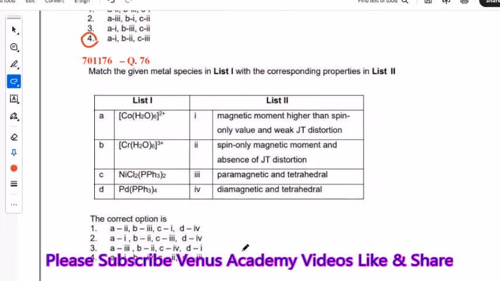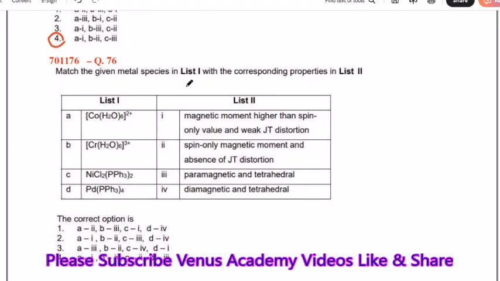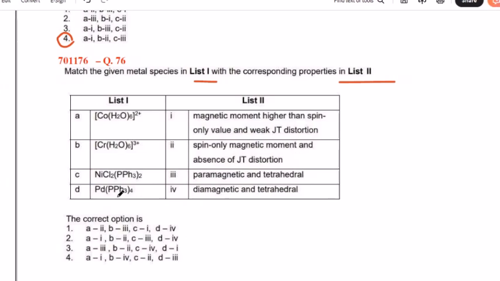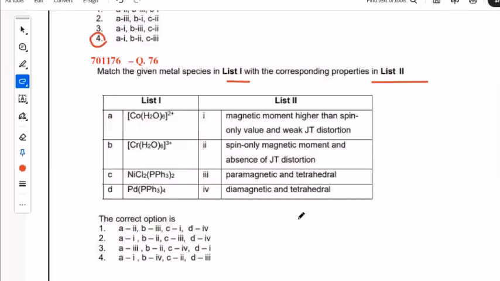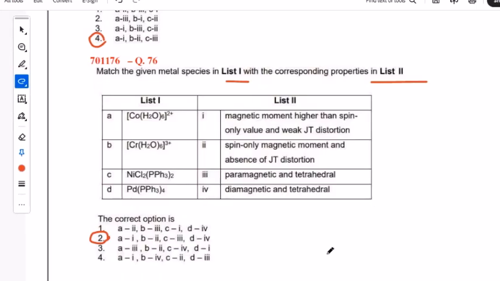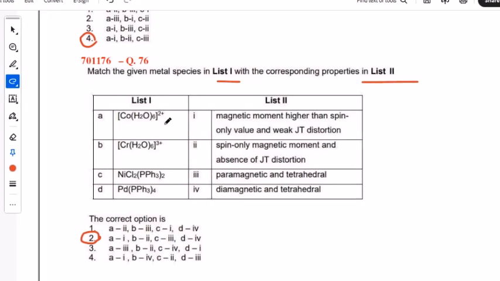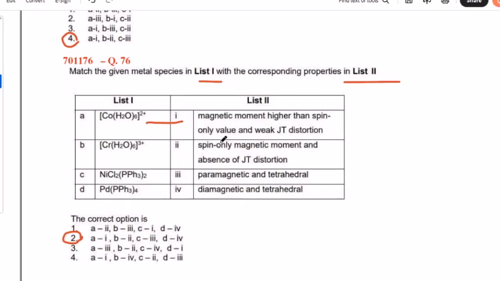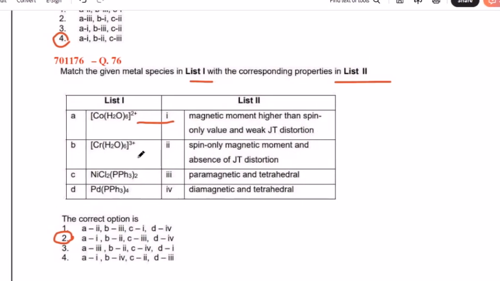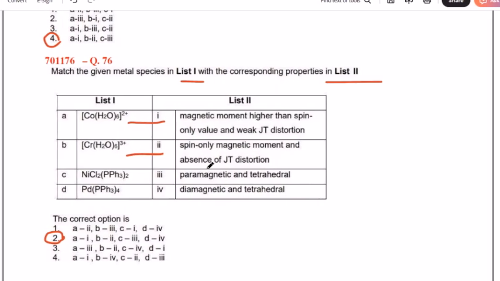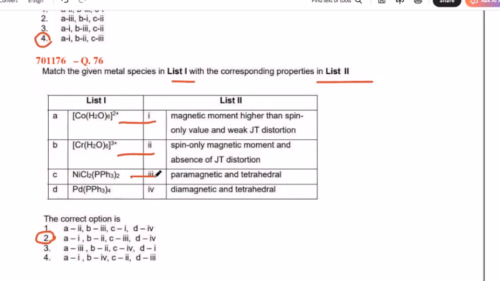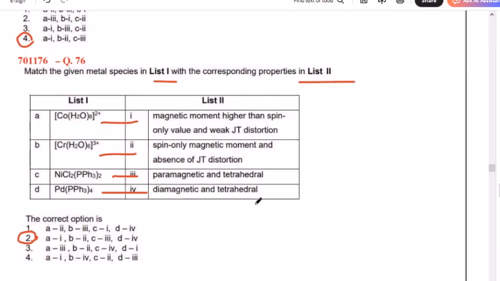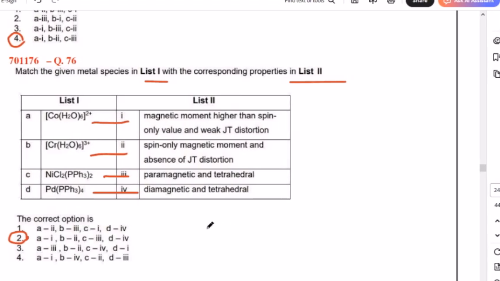Next, question number 76. Match the given metal species in list 1 with the corresponding properties in list 2. Complexes are given in list 1, and their properties are given in list 2. The correct option for this set of lists is 1, 2, 3, 4. So the cobalt complex has a magnetic moment higher than the spin-only value and weak JT distortion. This one has spin-only magnetic moment and absence of JT distortion. And the third is paramagnetic and tetrahedral, while palladium tetrakis triphenylphosphine is diamagnetic and tetrahedral. So option number 2 is the correct option, friends.